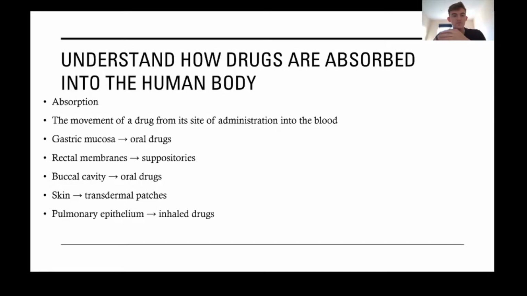So if we split up the action of drugs into four main parts, we've got absorption, distribution, metabolism, and then excretion. Firstly, we talk about absorption. That's basically the movement of a drug from the site of administration into the blood, and that can be orally, intravenously, or other ways that we may not want to talk about.